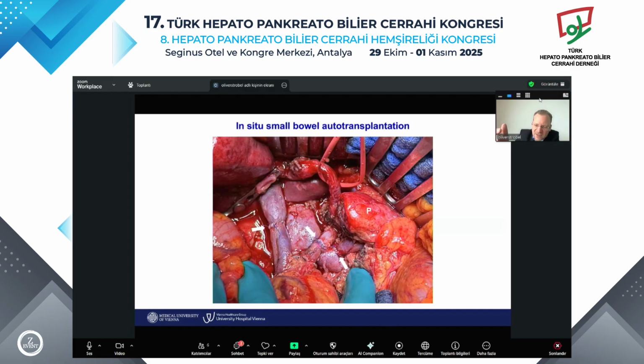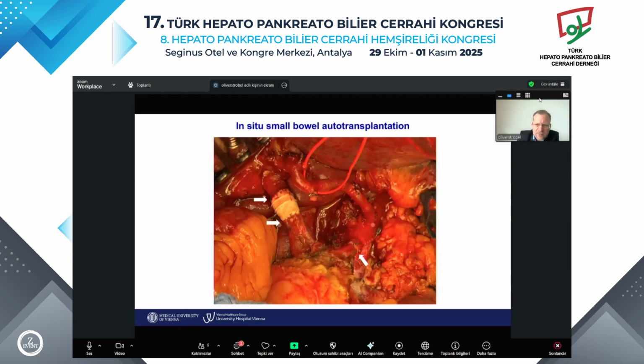And I was asked to also present these data. So this is one case. You can see here the artery, here the vein anastomosis. And we always, if possible, for oncological reasons, leave the pancreas in. Some centers do total pancreatectomy. I don't think that this is good.